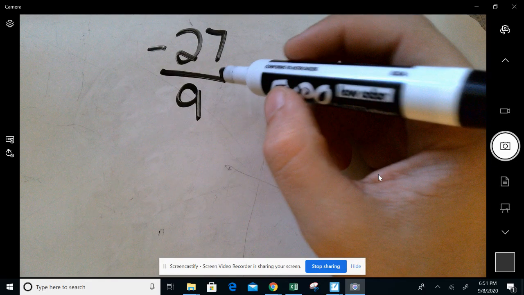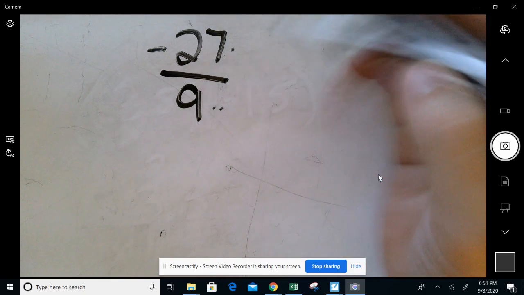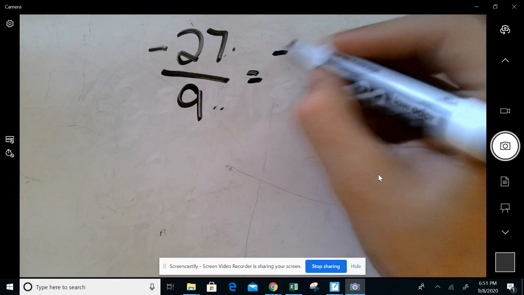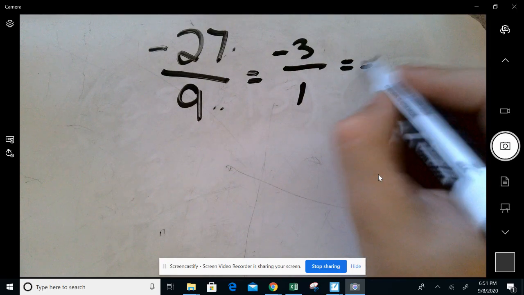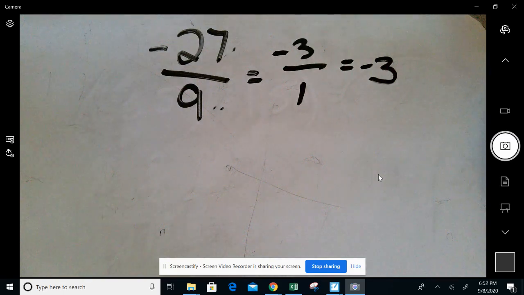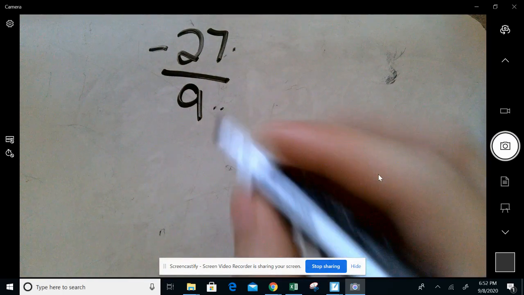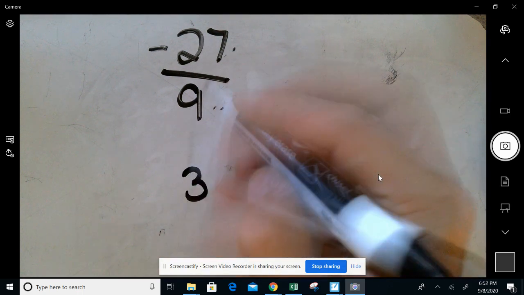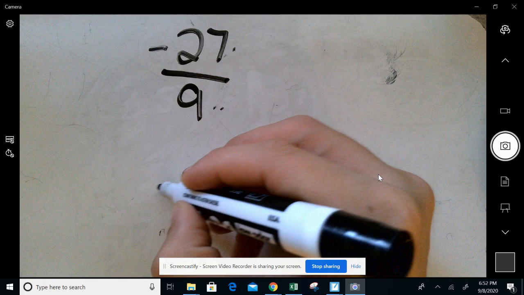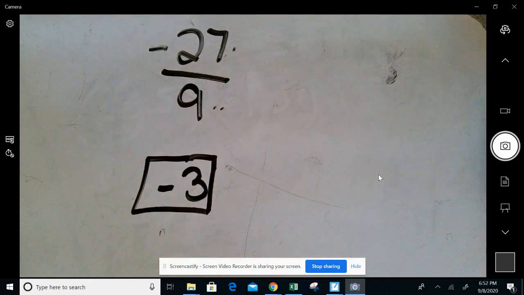So if you want to think about it as reducing, both of these numbers are divisible by 9, so you can make it negative 3 over 1, which is negative 3. It is the same thing as division, because negative 27 divided by 9 is, 27 divided by 9 is 3, and then it's a negative and a positive, different signs, so your answer is negative. All right.